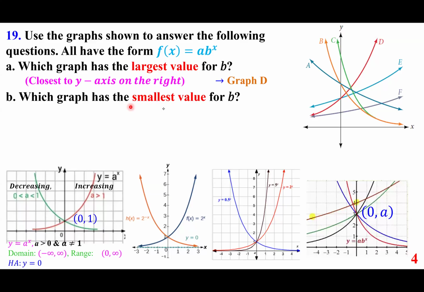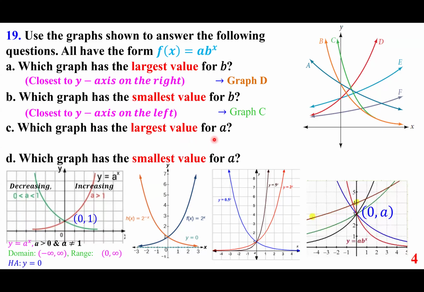On the other hand, which one has the smallest value of b? The same thing, closest to the y-axis, but this time from the left side, because it makes it negative, okay? And so on the left side, we have this one, this one, this one. This C seems to be the closest one.